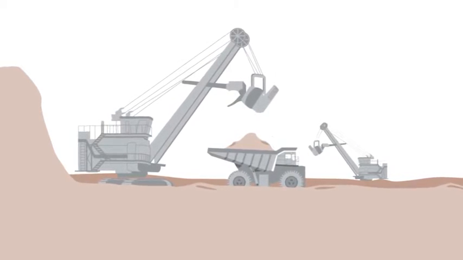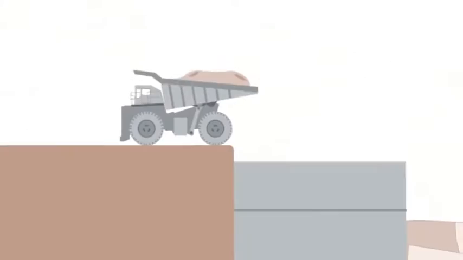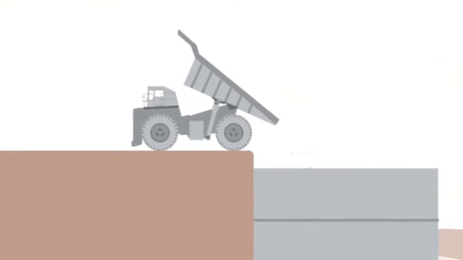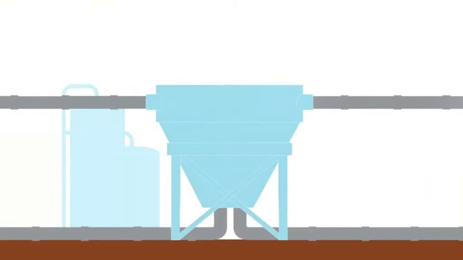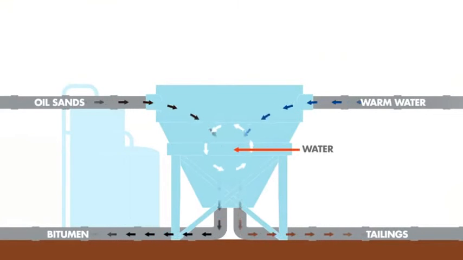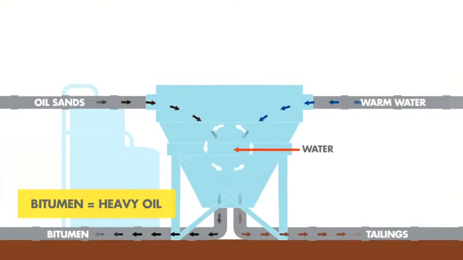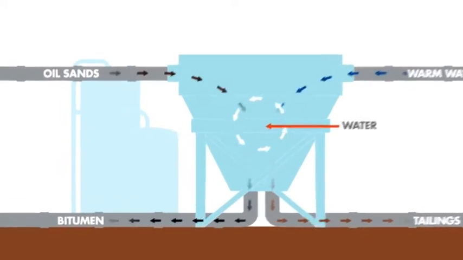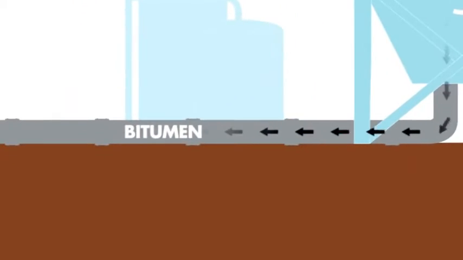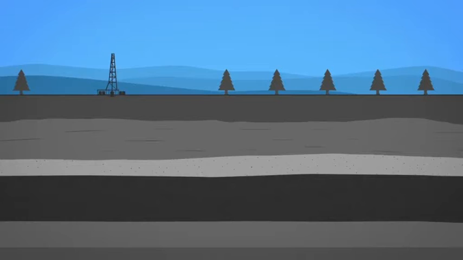Bitumen within 75 meters of the surface is open pit mined. First, huge clumps of oil sands are shoveled into large trucks. They are then taken to crushers where they are broken down and mixed with heated water to separate the bitumen from the sand. Once the bitumen is released, they send it on for further processing.